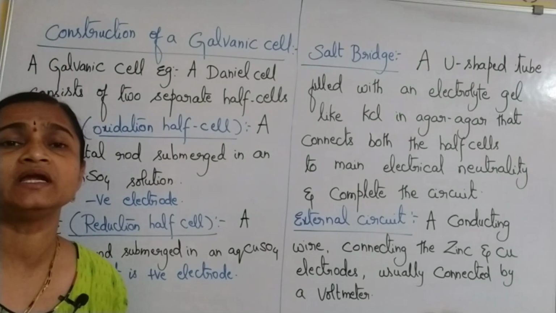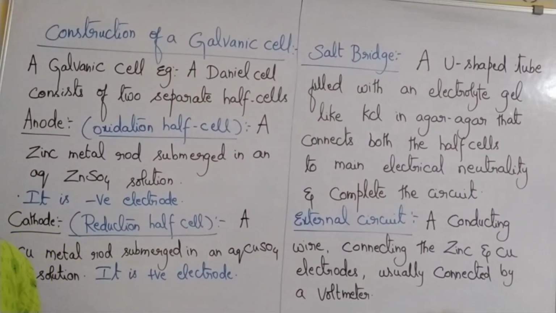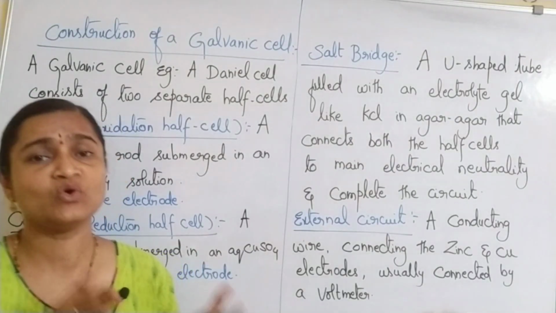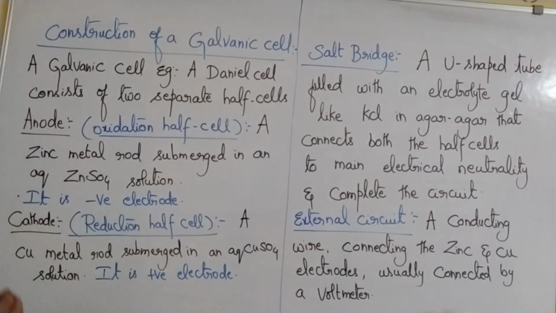You have to remember it like LOAN, LOAN: Left, Oxidation, Anode, Negative. సో ఇది గుర్తుపెట్టుకుంటే ఏది దేనిగా యూజ్ చేస్తారు అన్నది మీకు గుర్తుంటుంది అనమాట. ఓకే, it's a negative electrode. అండ్ నెక్స్ట్ క్యాథోడ్, it's a reduction half cell, a copper metal rod submerged in aqueous copper sulfate solution. It is the positive electrode.